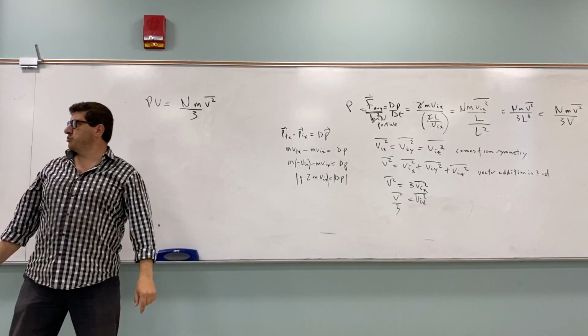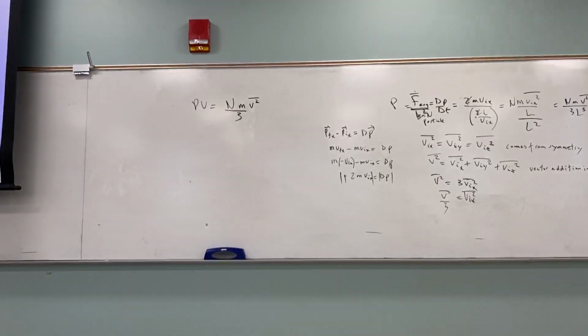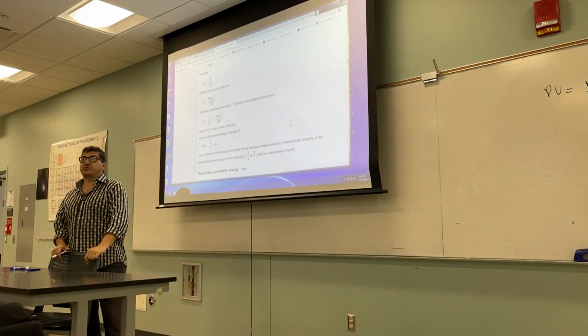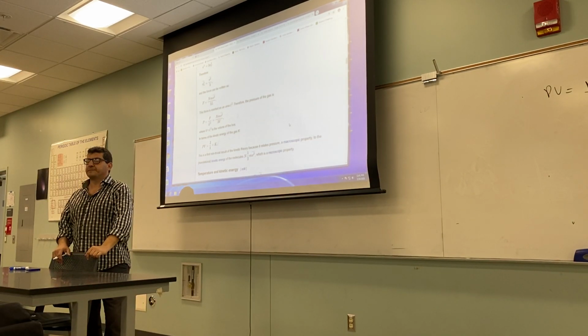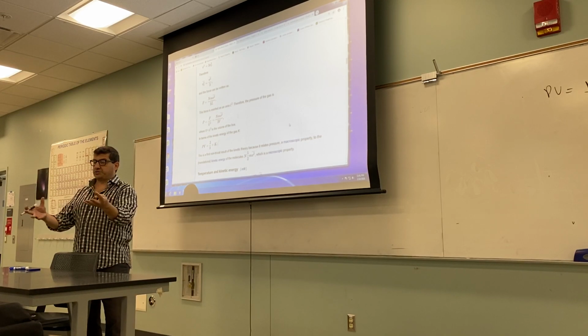So then the next thing they're gonna do is to say, well, kinetic energy is equal to 1/2 mv squared, right? KE. So the total kinetic energy, it says, this is the first non-trivial result of the kinetic theory because it relates pressure, a macroscopic property, to the translational kinetic energy of the molecules, which is a microscopic property. You see, pressure is something known as a macroscopic property. So it's what we call a property that kind of develops when you have a bunch of particles, you know.